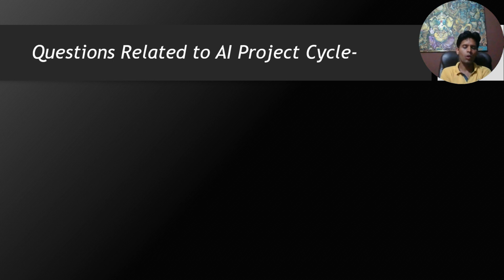This is the phase called the AI project cycle. The first phase is problem scoping. The second is data acquisition, where we will find data according to our problem. We will explore data and visualize data. Then we will prepare a model, and finally we will check the evaluation.